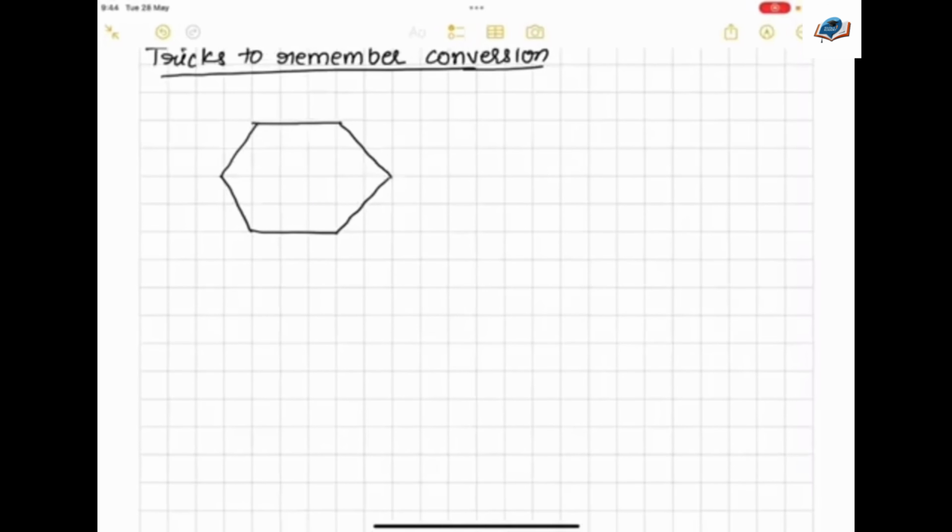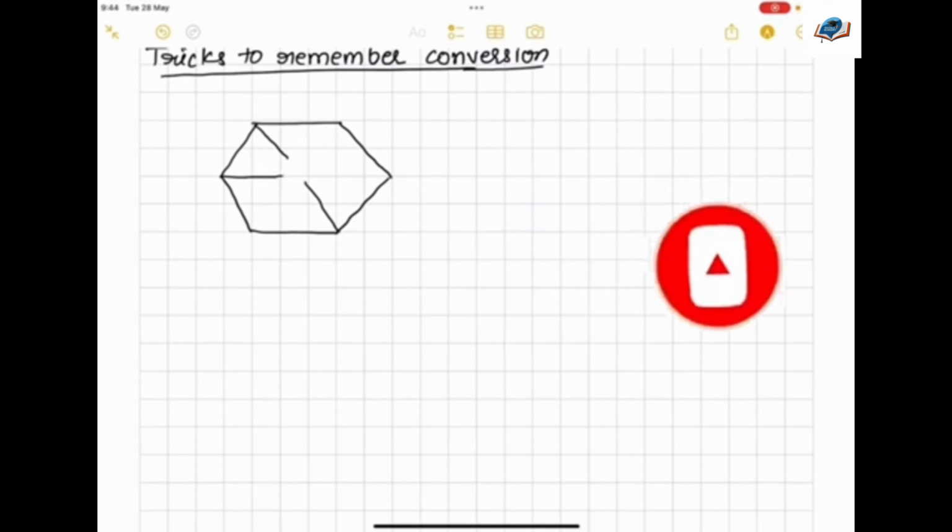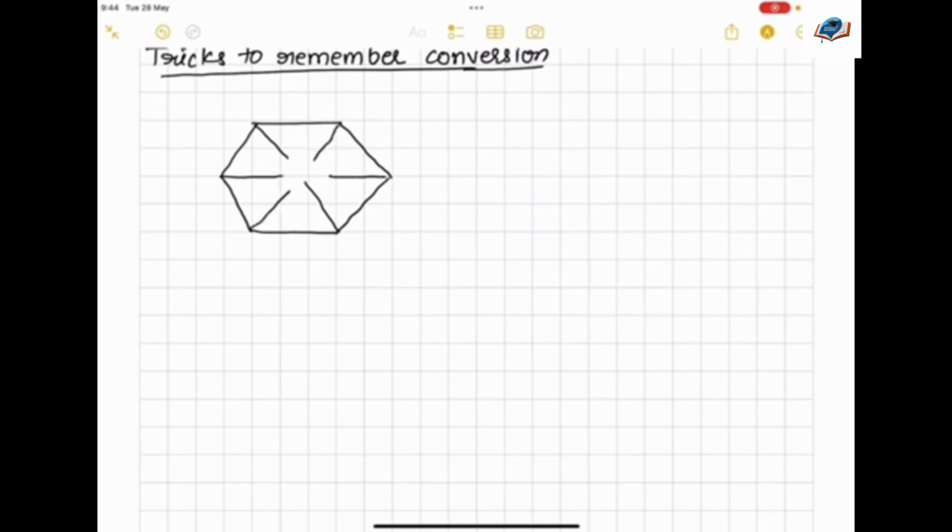Now we are going to learn some of the tricks to remember some of the conversions. So for that, first I am drawing the figure. So like this you have to draw, and in the center I am writing 1. At one corner I am writing sine, cos. Here I will write cot, cosec, sec, and tan.